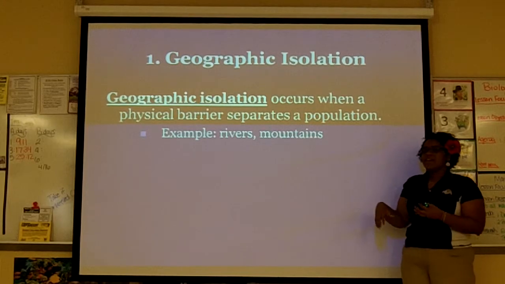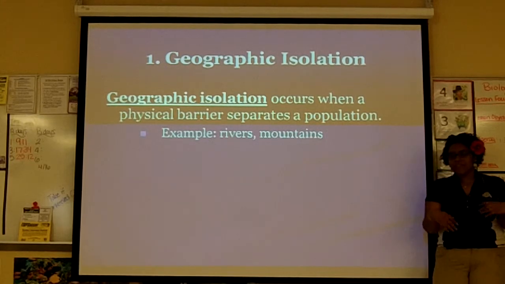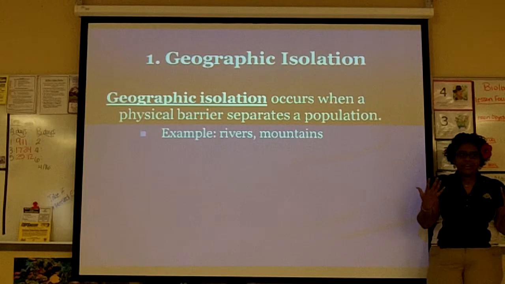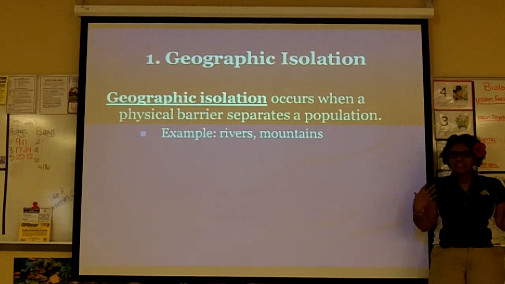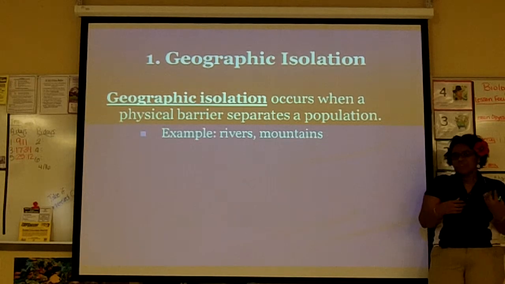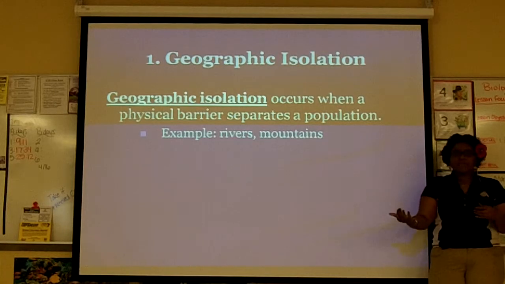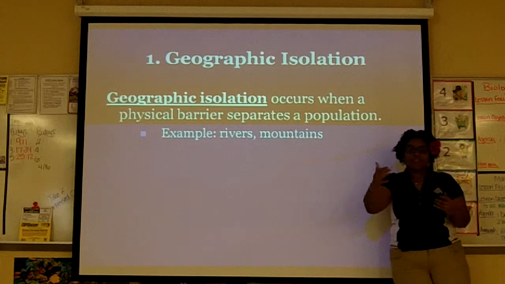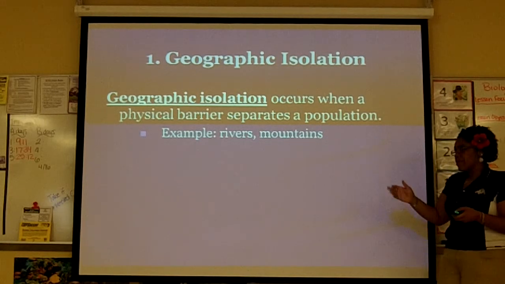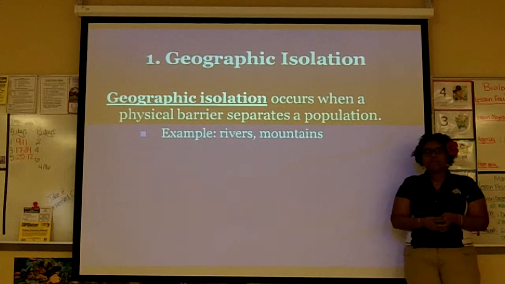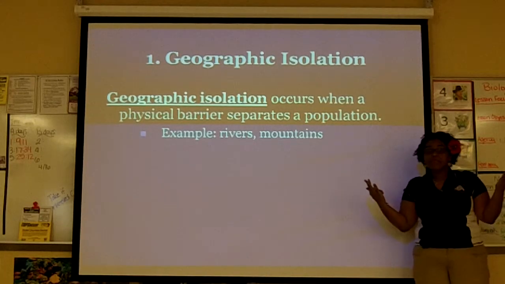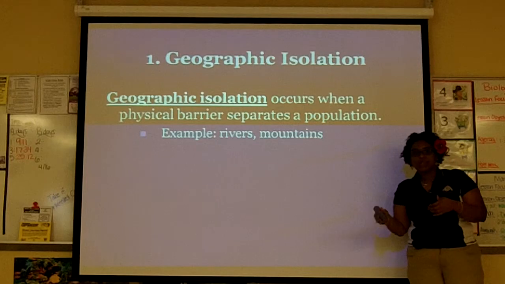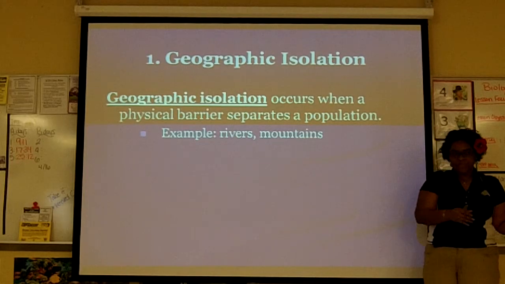So if I'm a cat species, I can't breed with a cat species that lives on the other side of the river, because, oh, hey, I can't cross that river. So you have some type of physical barrier. Mountains are also a really good example. Like the Florida panther. The Florida panther is its own species, whereas your mountain lion is a different species.